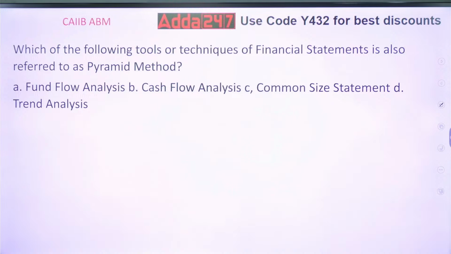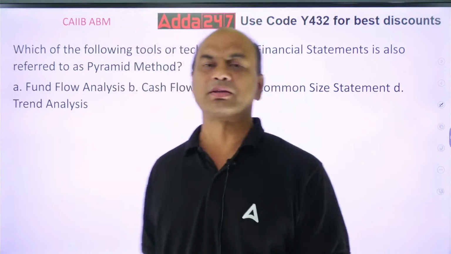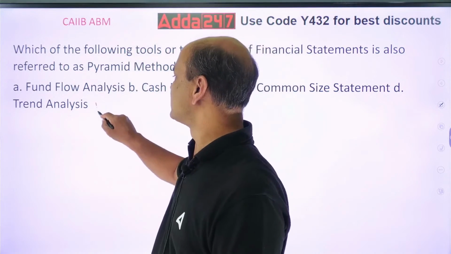Is it funds flow or is it cash flow? So the real answer is, what did you get? Let me see the comment section. The pyramid method is always D, trend analysis.